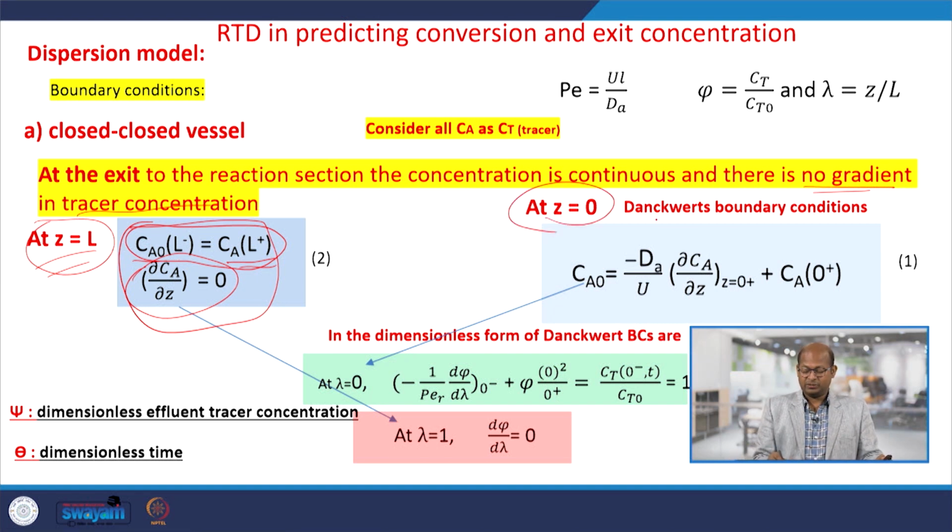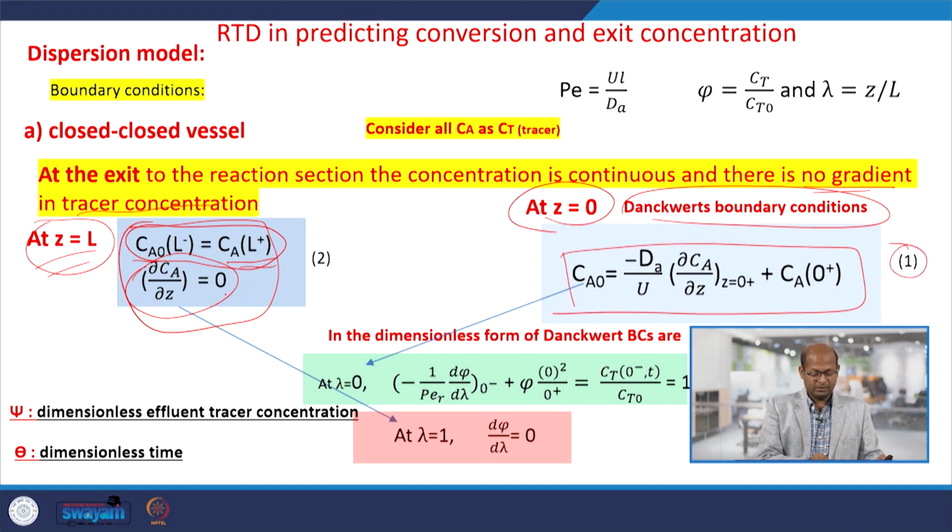So, at Z equals 0 the Danckwerts boundary condition is this, and at Z equals L it is this. These are the two boundary conditions we obtain, at Z equals 0 and at Z equals L. These two boundary conditions are not in dimensionless form, so we have to convert them into dimensionless form. At z equals 0, first let us do this equation, that is lambda equals 0.